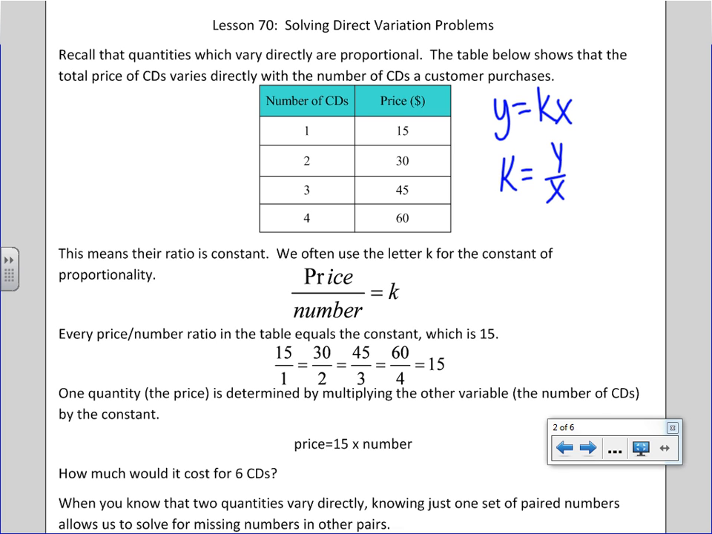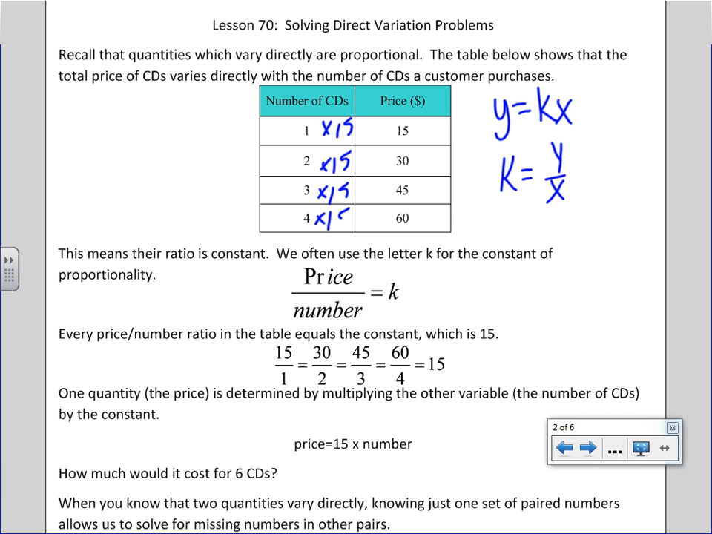The table below shows the total price of CDs varies directly with the number of CDs a customer purchases. The way that we can figure this out is by finding the constant ratio. That means that we multiply by the same thing each time. Each CD costs the same amount. So if they bought one CD and it cost $15, two CDs and it was $30, three CDs and it was $45, we're multiplying by 15 on each of those.